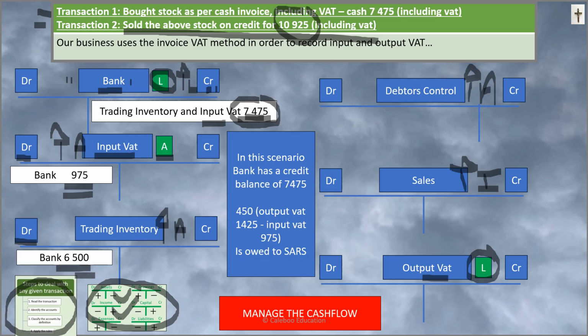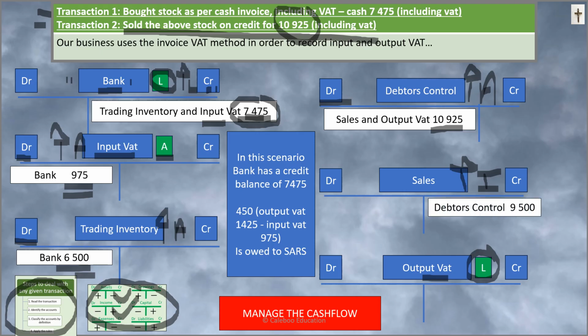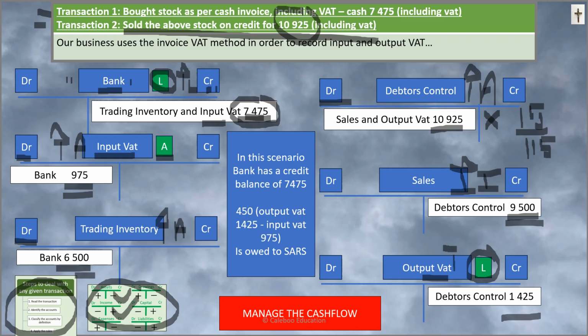An increase in assets, the account will get debited with the full amount, including VAT, 10,925. If we take off the VAT amount by multiplying this by the VAT fraction, 15 over 115, it will give us 9,500. Sales was credited as it was an increase in income, and the rule says increase in income, you must credit the account. Output VAT is credited, increase in liability.